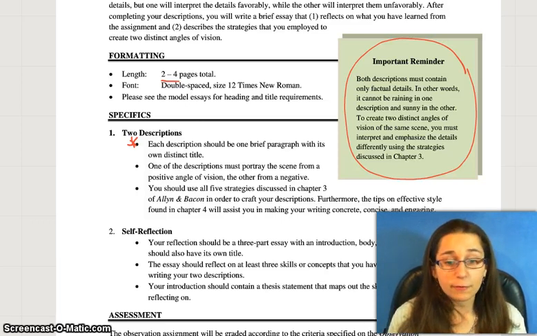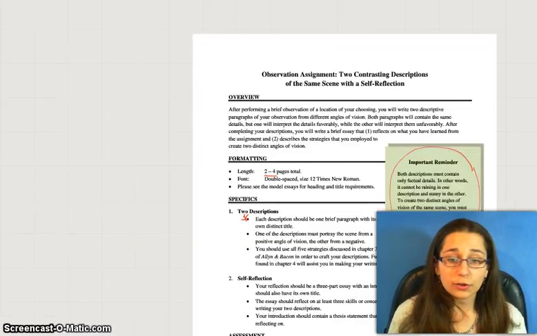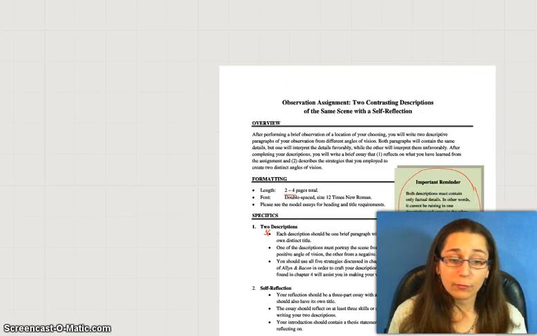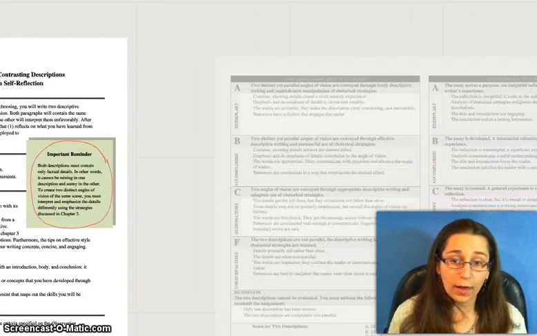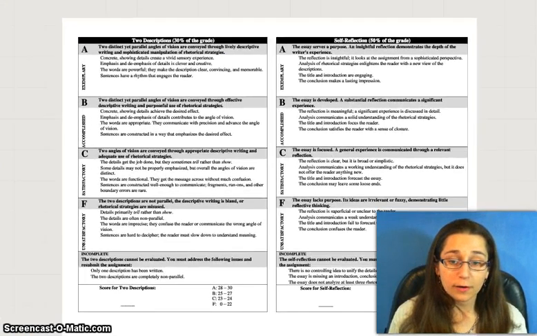You'll notice that there's a self-reflection portion that we'll talk about more in class, but for now we're just going to focus on writing the descriptions themselves. As you go through and complete this, be sure to review this full packet as it has additional helpful details for you. I also want to note that there is a rubric available to you as well. Be sure to read this rubric carefully as part of one of your upcoming assignments.